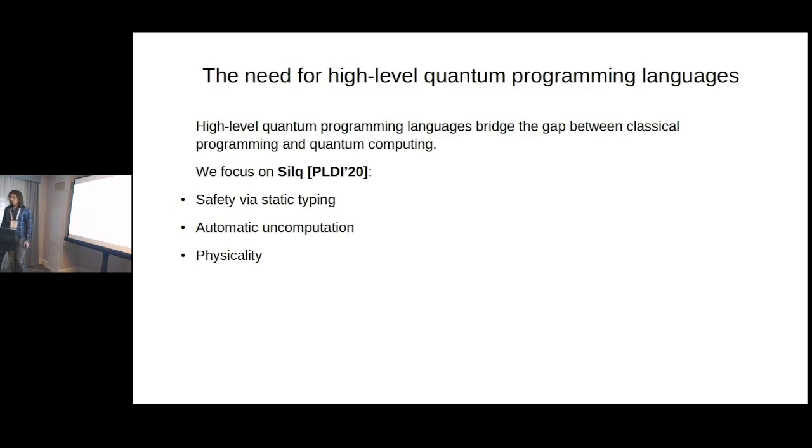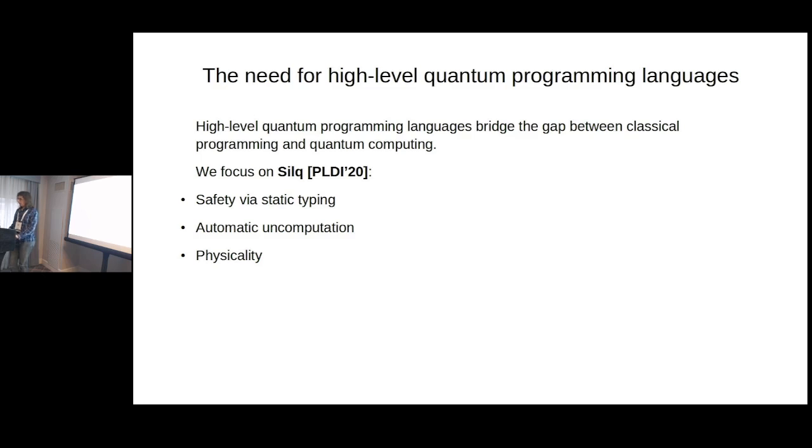A recent development in that area is Silq from PLDI 2020, which has a linear type system which gives us some safety properties. For example, in quantum computers, you can't just drop qubits and you can't clone qubits. These things are impossible, and the linear type system guarantees that.